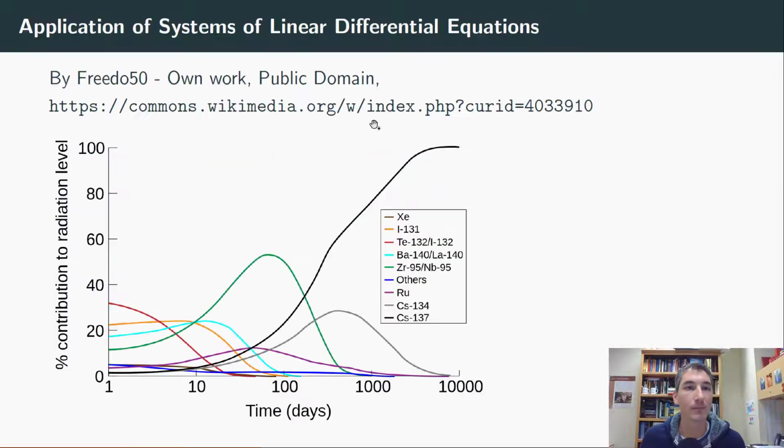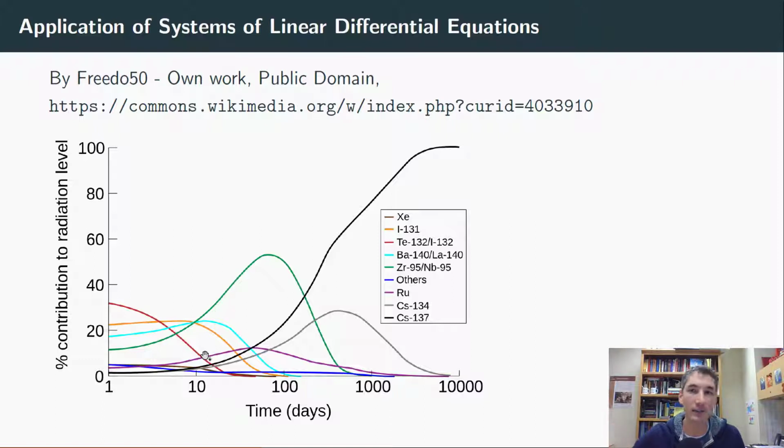Let's take a look. So first, just a quick reminder of why we would be looking at systems of linear differential equations. One application would be like nuclear decay rates. So here's a graph of all different radioactive elements, and then you can see some of them are increasing, some are decreasing, right? And that's how radioactive elements work.